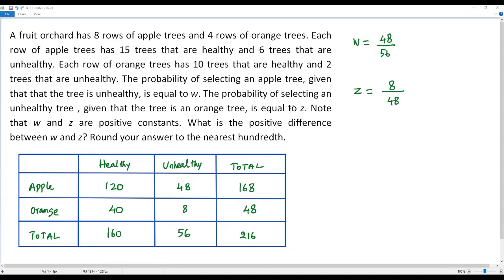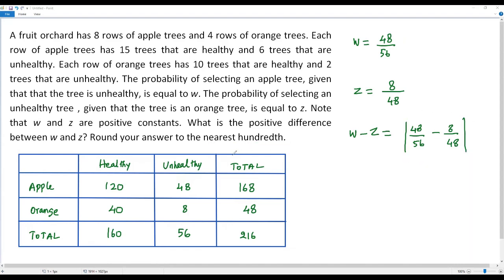Here I got the values of W and Z. According to the information, both of them are positive constants. Our aim is to find the positive difference between W and Z. To get the difference between W and Z, let's do subtraction between them. That is W minus Z equals 48 over 56 minus 8 over 48. Here I got the difference, but the question says it's a positive difference. That is, this value has to be positive. So to make sure this value is positive, let me take the absolute value. Now we have to evaluate this, and I have to round my answer to the nearest hundredth.